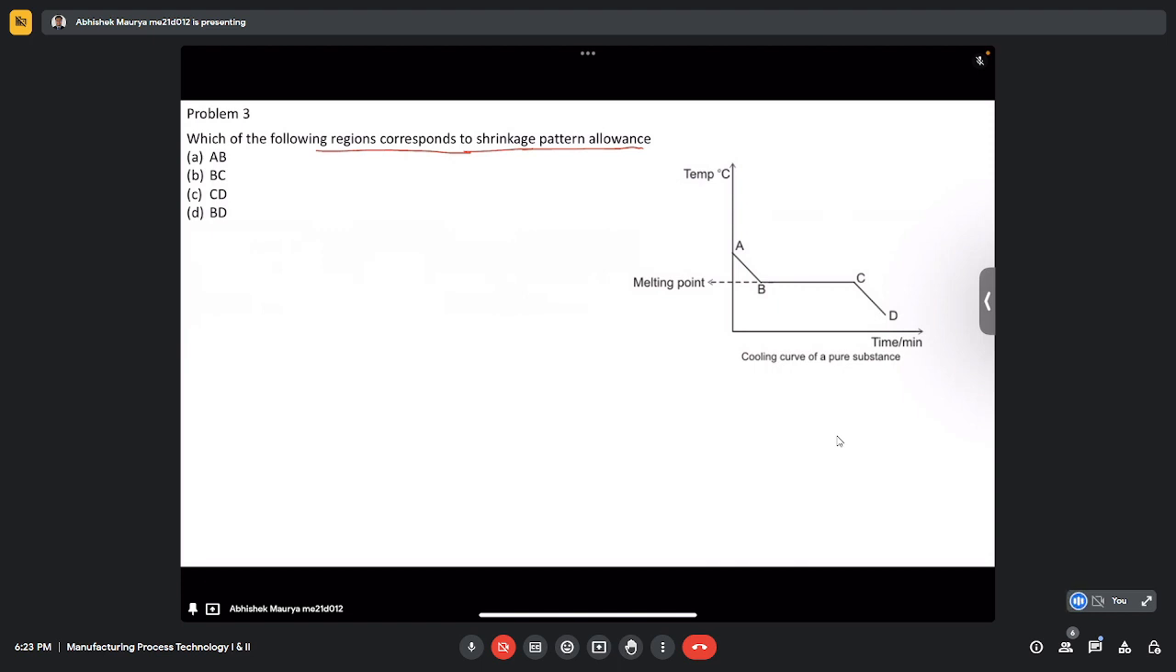When the material starts cooling, it goes through different zones. Suppose this is the pouring temperature, I am calling it T pouring. This is the melting point, called the T melting temperature. When we pour the material, it has a little higher temperature than the melting temperature. This is called the superheat. When the material cools down, it remains in the liquid state here, and in this region transformation from liquid to solid takes place. But in this region the temperature is constant, and here cooling of the solid takes place.